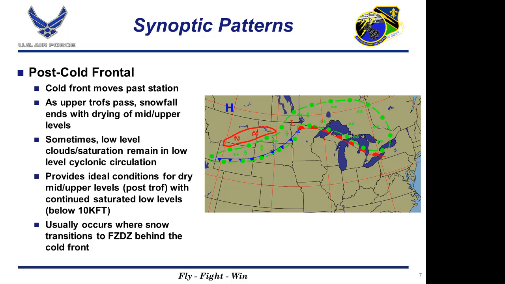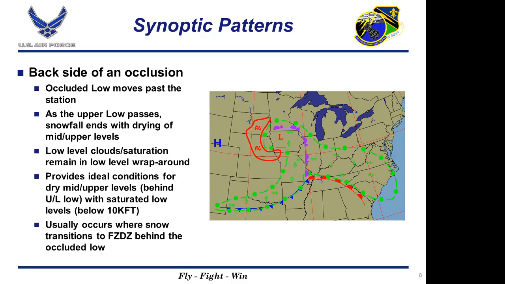With the post-cold frontal pattern, the cold front passes the station, and as the upper level troughs also pass, the mid and upper levels dry out rapidly, leaving only the low level clouds wrapped in the low level cyclonic circulation behind the front. If the low levels are completely saturated, drizzle will occur as supercooled liquid droplets begin to fall and freeze on contact. This typically occurs where the snow transitions behind the cold front.